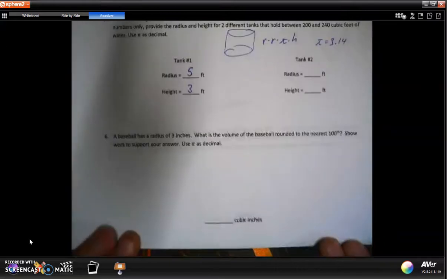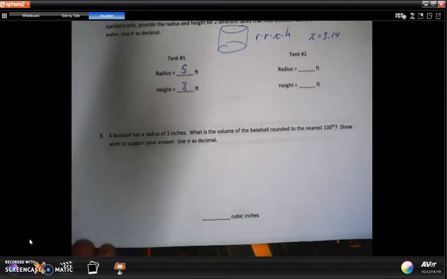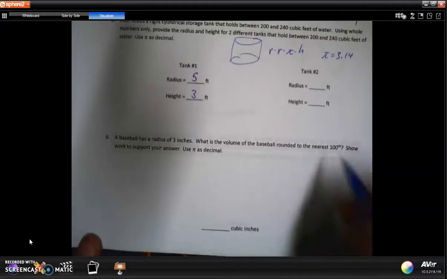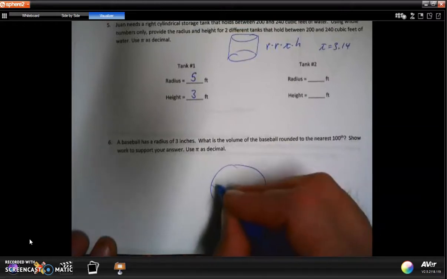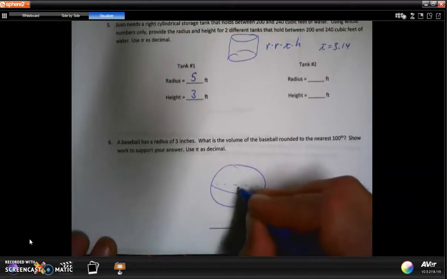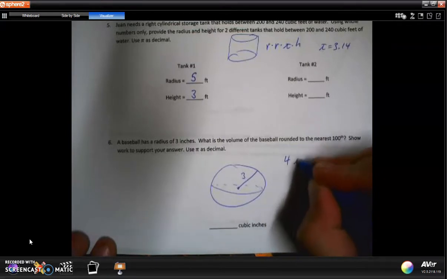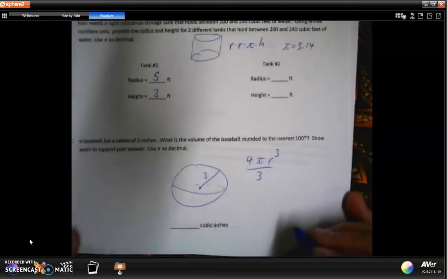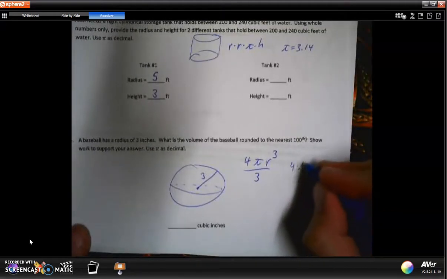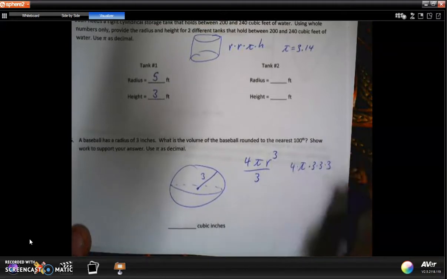All right. A baseball has a radius of 3 inches. What is the volume of the baseball rounded to the nearest hundredth? That's 2 decimals. So we have a sphere, and the radius is 3 inches. Well, we learned that it is 4 pi r cubed divided by 3 from one of the previous videos. That means I go 4 times pi times 3 cubed divided by 3.